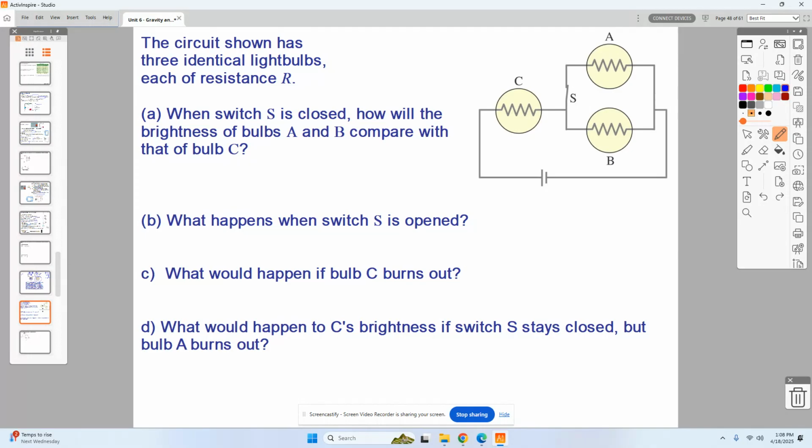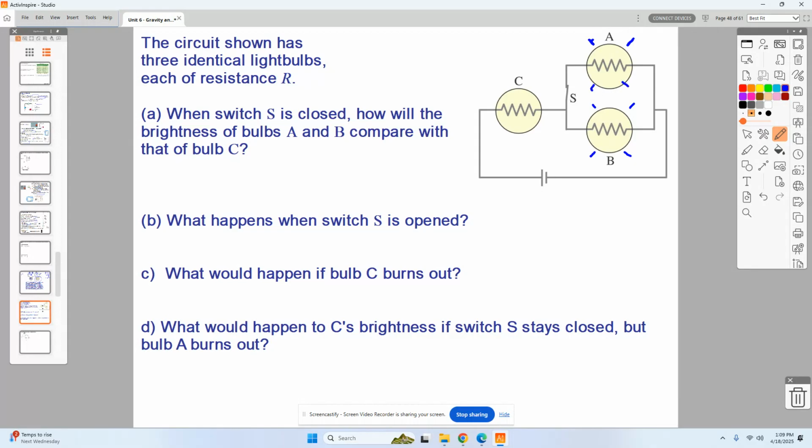A and B are going to be less than C. Okay. So A and B will be less than C. You also said something about their brightnesses being the same. That A and B would have the same brightness? They're in parallel with each other. Shouldn't they have the same voltage drop across them because they're in parallel with each other? So whatever the delta V is across A, it should have the same delta V across B.